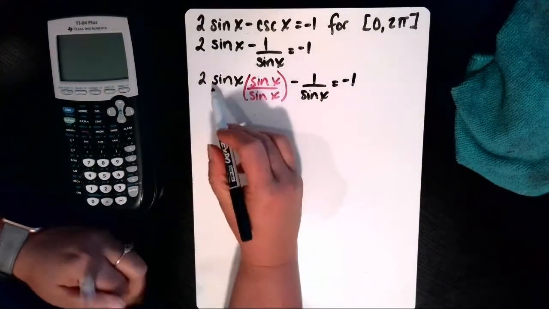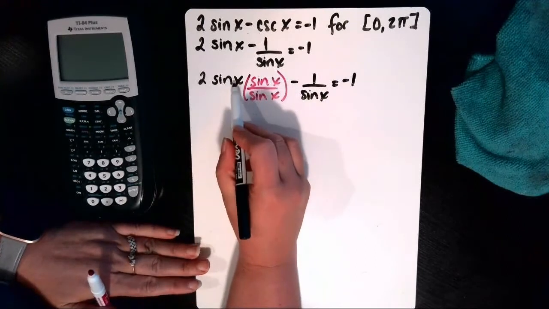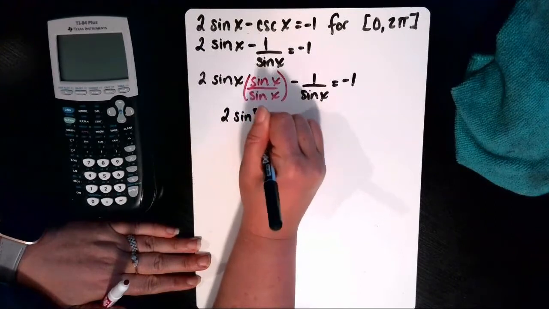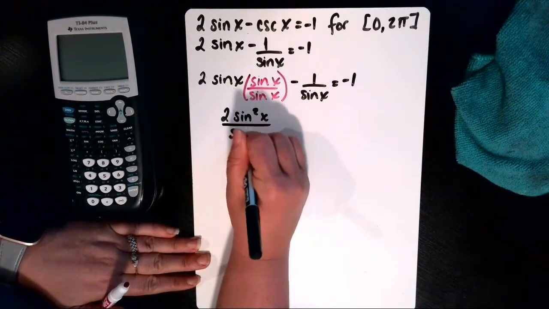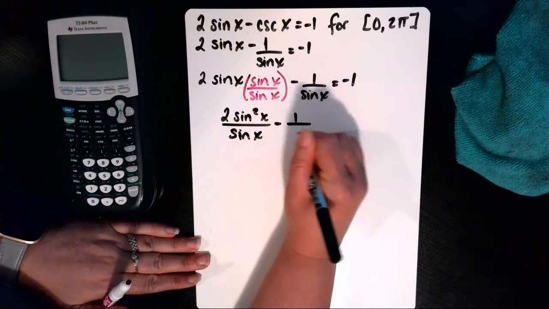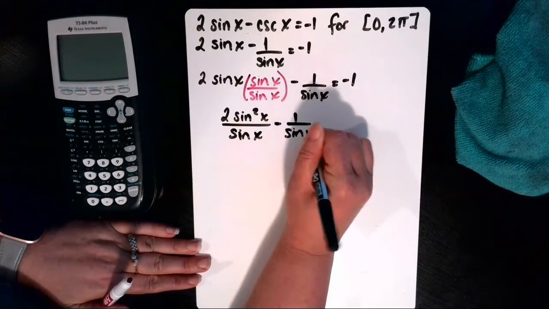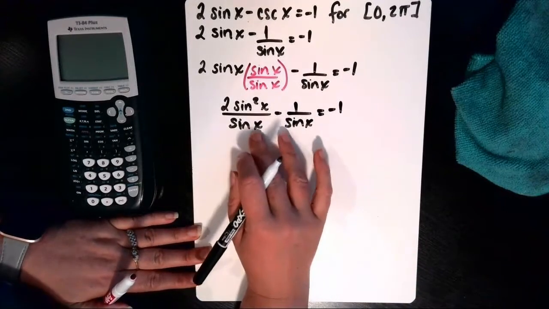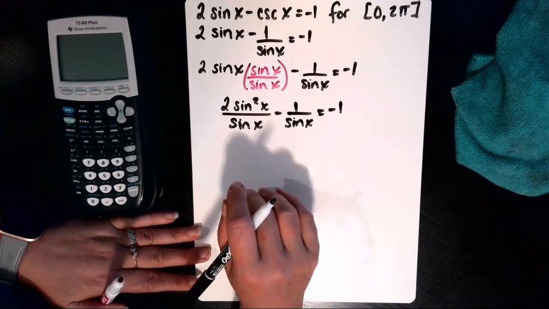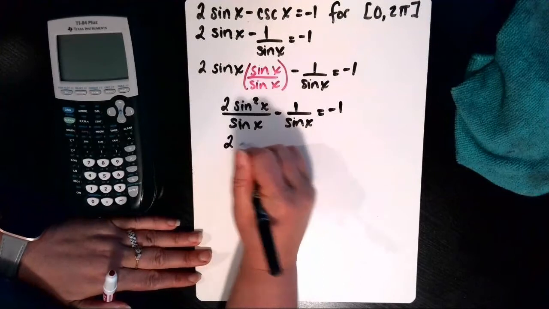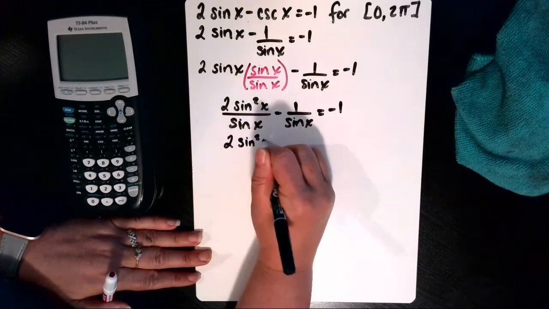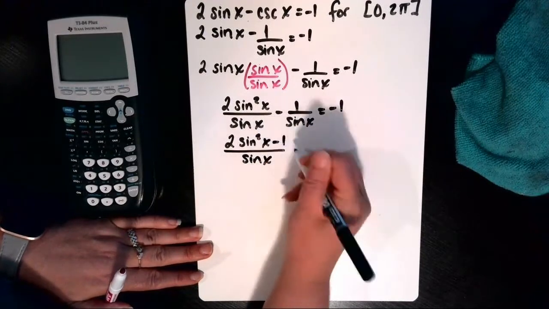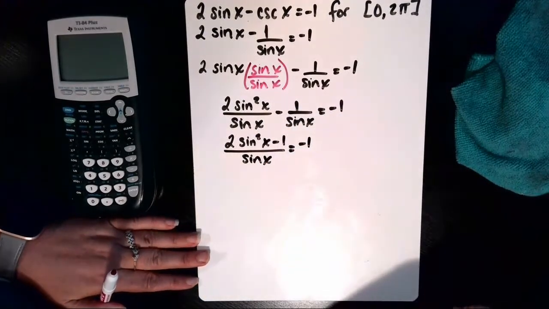So now when we combine these numerators, 2 times sine of x is 2 sine squared x divided by sine of x, minus 1 over sine of x equals -1. And now that we have a least common denominator, we can subtract the numerator. So 2 sine squared x minus 1 all divided by sine of x is equal to -1.